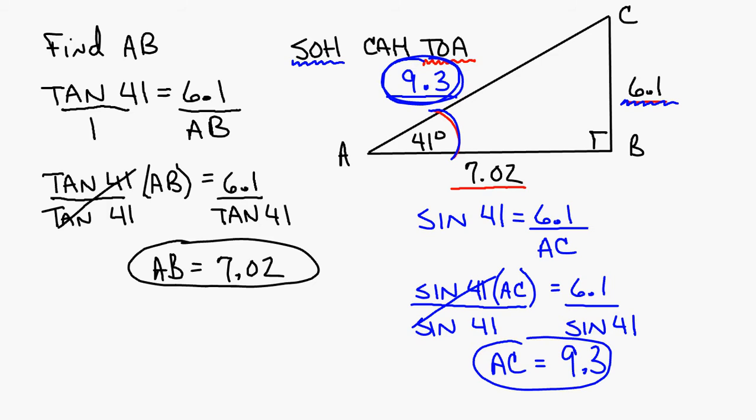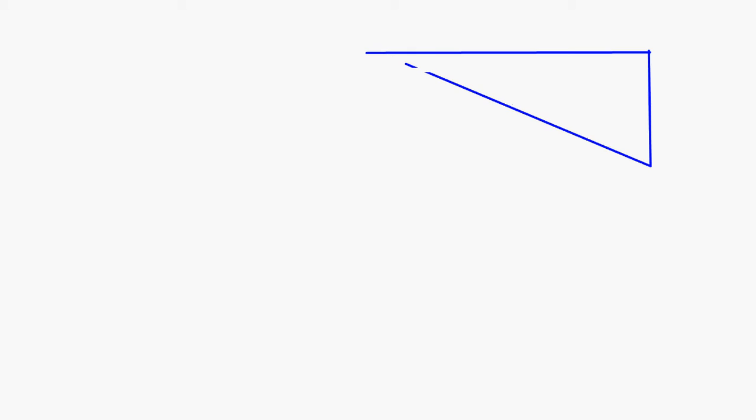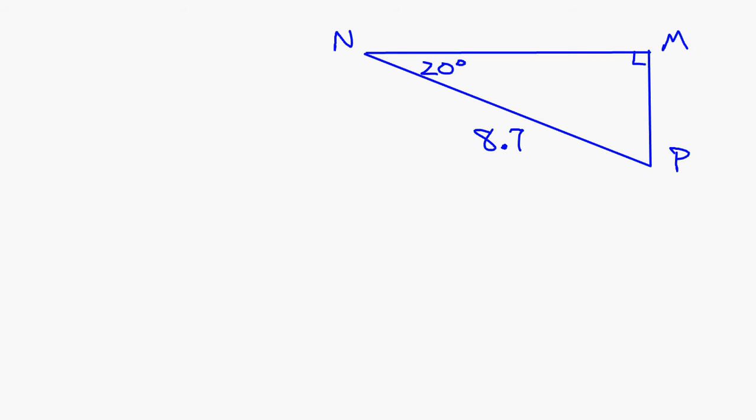All right, so let's try another one. I'm doing example 4B now. You got triangle NMP. M is your 90-degree angle, and angle N is 20 degrees. You're given the hypotenuse as 8.7. You're asked to find MP. Find M to P.